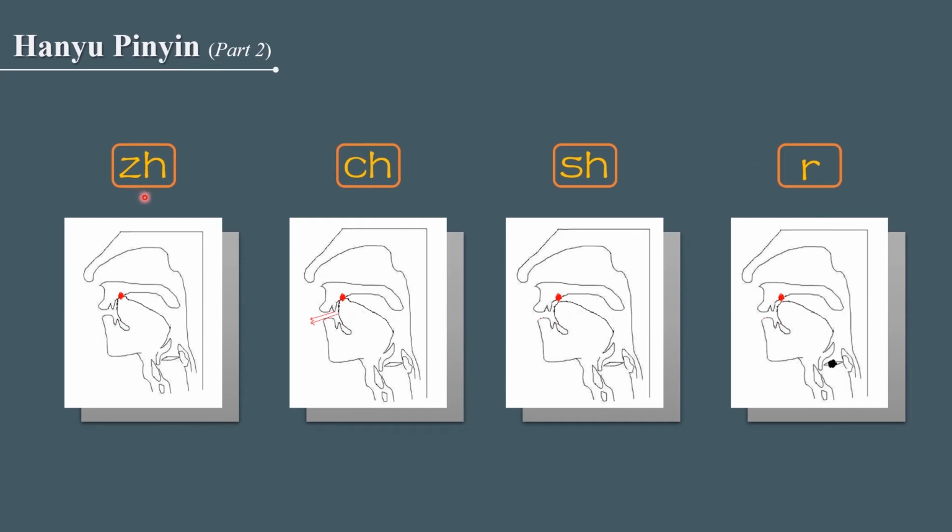When saying zhi and chi, the tongue tip first touches the hard palate and then opens a gap to let the air flow. Ch comes with a much stronger air flow, but zh doesn't. When saying sh, the tongue tip doesn't touch the hard palate, leaving a gap all along. And r is pronounced with the vocal cords vibrating.